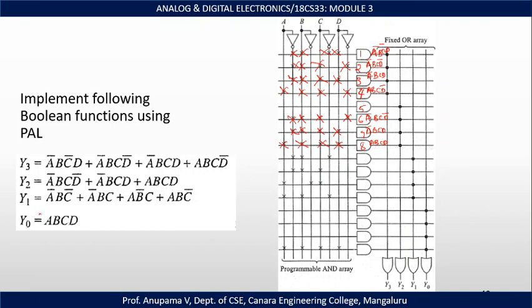Now the next equation is Y1 equal to A bar B C bar plus A bar B C plus A B bar C plus A B C bar. So there are 4 terms. Let us make use of the Y1 OR gate and the next 4 AND gates, that is AND gates 9, 10, 11 and 12.